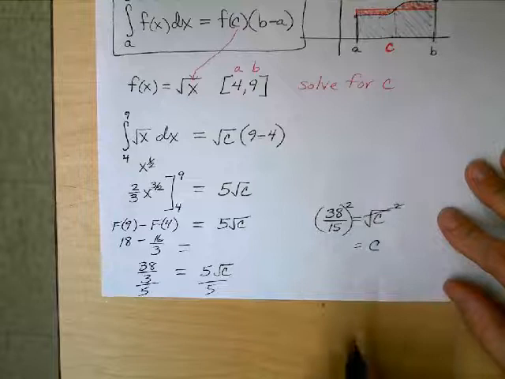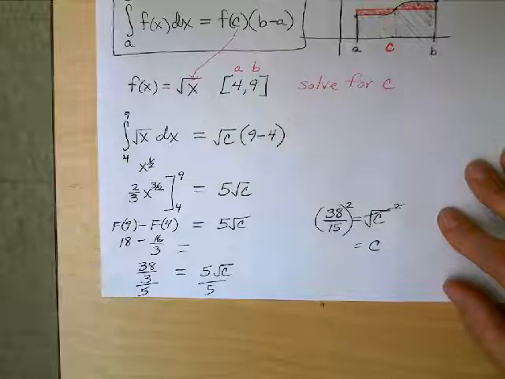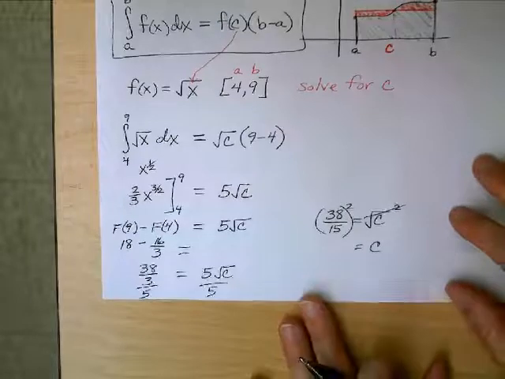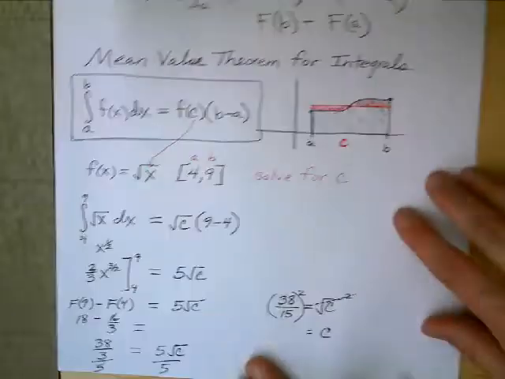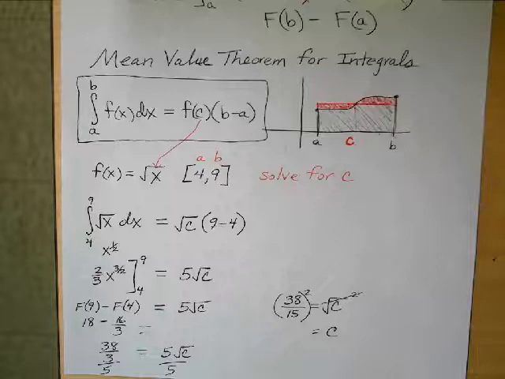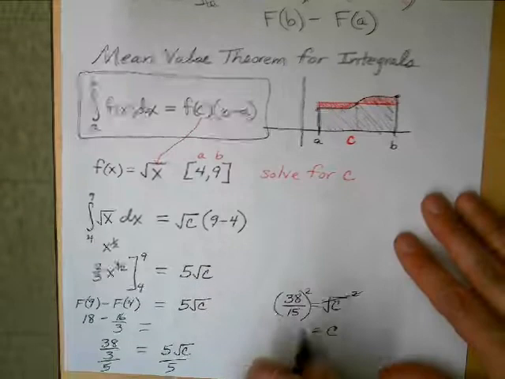You can put it as a decimal. I think they approximate it on the assignment too. They let you put decimals. So 38 over 15 squared. Let's see what that is. Okay, it's about 6.42.